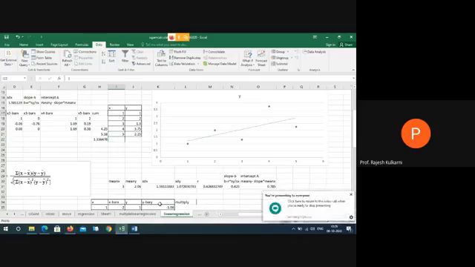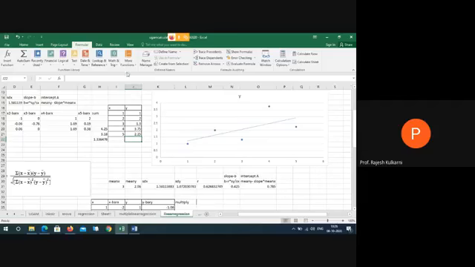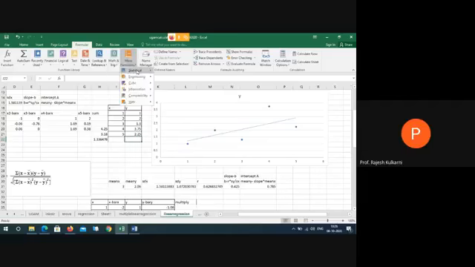So for this x, how to find the mean value? Take the average of that. So 1 plus 2 is 3, 3 plus 3 is 6, 6 plus 4 is 10, 10 plus 5 is 15, 15 divided by 5. So the mean of x is 3. Similarly, the mean of y is the average of the y values, 2.06. Or I can directly find it with the average formula, is it not? Yes, sir. I'll go to the statistical one. This is the average.